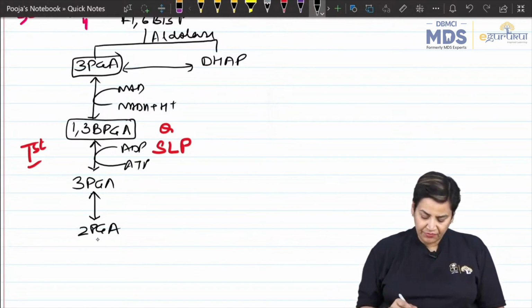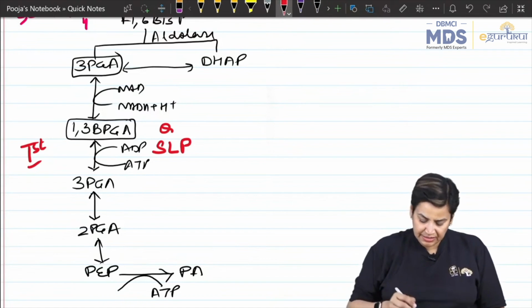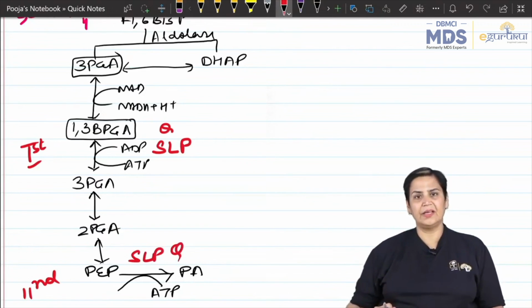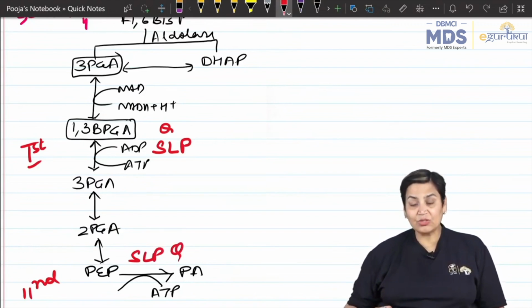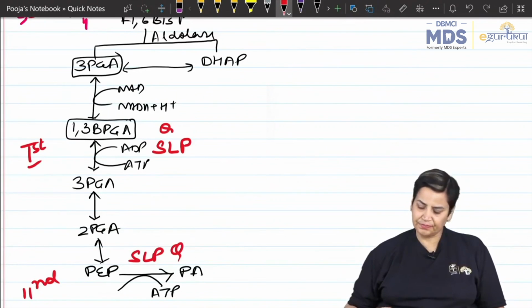This 2-PGA will be converted into PEP, and finally this PEP will be converted into pyruvic acid, again synthesizing ATP. So this is the second step of substrate level phosphorylation. So you can say that if we have to summarize, there are 2 steps which are an example of substrate level phosphorylation. Alright, this is what is glycolysis.